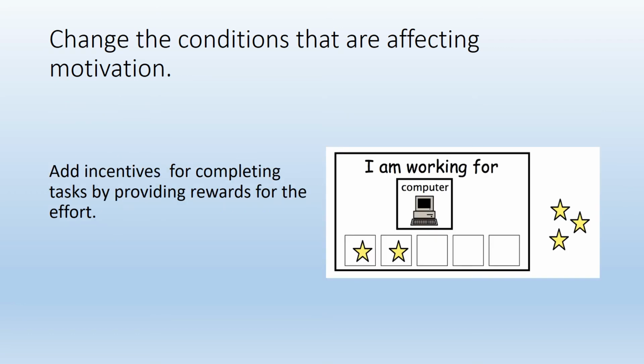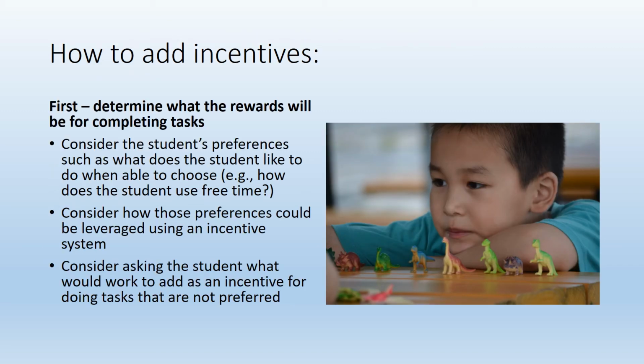We might be changing all those other conditions and still have some difficulty with motivation. So we might add on some incentives for completing tasks by providing some rewards for the effort of engaging in the task. There are some things we should keep in mind when adding incentives to try to increase motivation. First, we need to determine what the rewards will be for completing tasks, because we want to make sure that whatever we're offering as a reward for task completion is going to be rewarding. So we need to know what the student's preferences are.